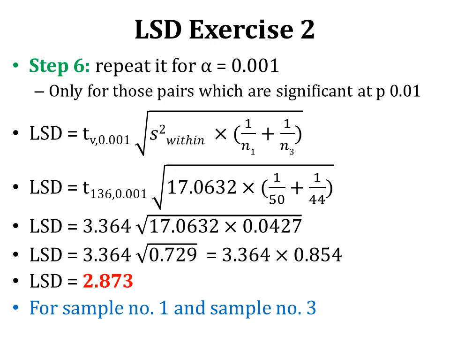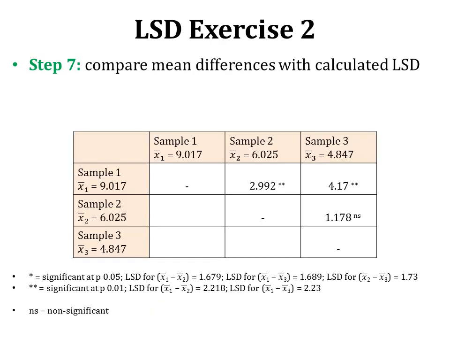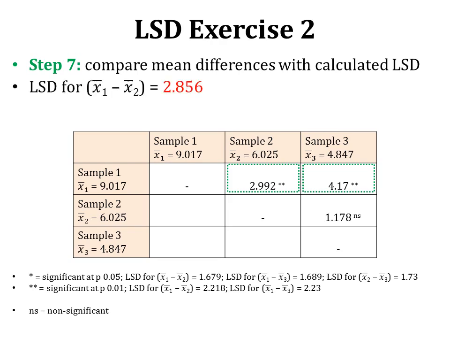number 3. We are not going to do that for sample number 2 and sample number 3, because that sample pair is non-significant. So now we have our table. So we are importing the same table that we had at 0.01 level of significance, and we are going to compare the mean differences with the calculated least significant difference, right? And what sample pairs are we going to compare? We are going to compare sample number 1 and 2, and we are going to compare sample number 1 and 3. So the LSD for our first pair is 2.856.